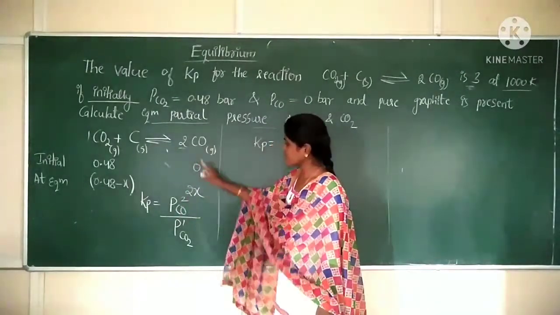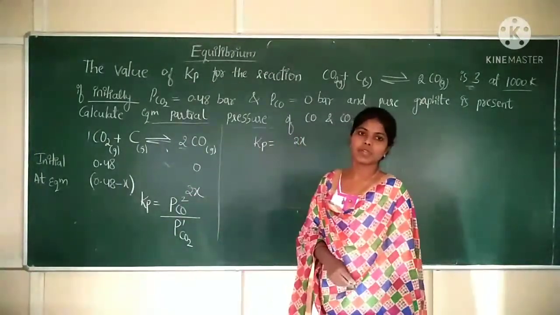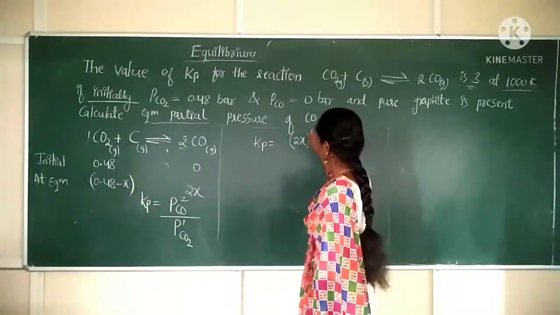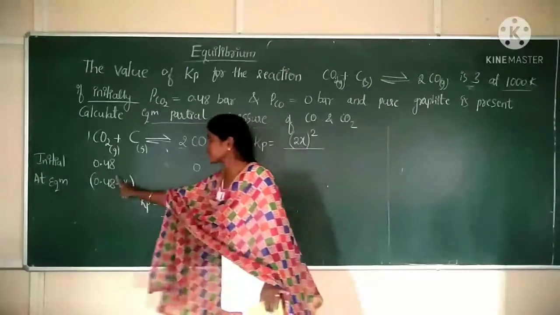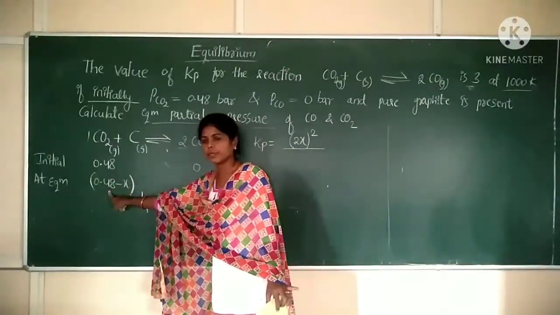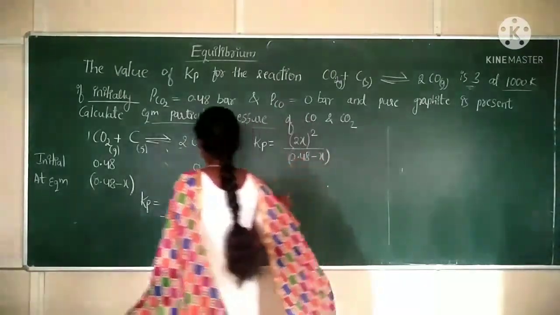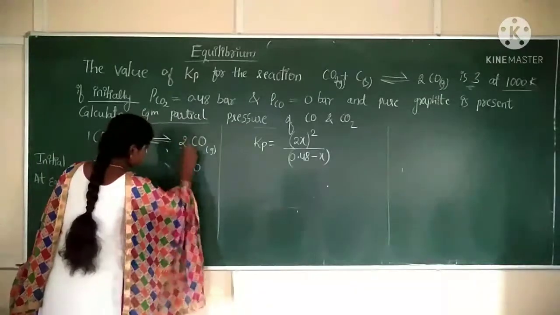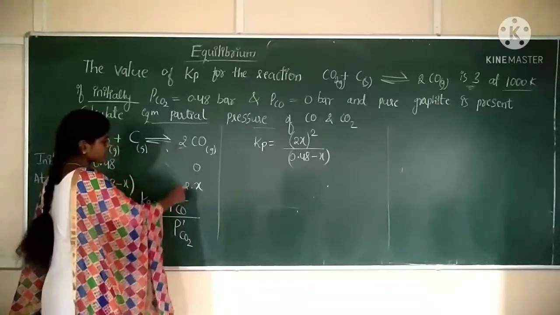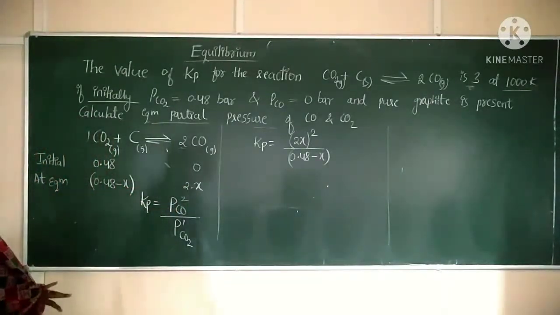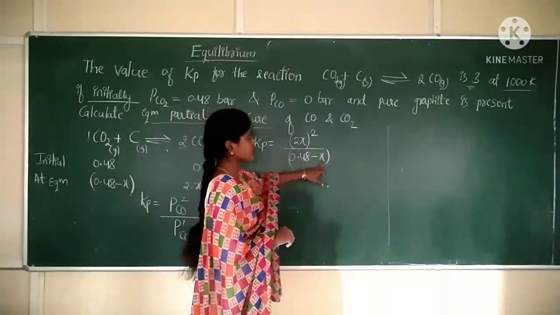Partial pressure of carbon monoxide is what? 2x. What is the coefficient here? 2. The coefficient must be converted to a what? Power. So 2x whole to the power 2, divided by the partial pressure of CO2. What is the partial pressure of CO2 at equilibrium? 0.48 minus x. Why have I taken 2x? Because the coefficient is 2, that's why I have taken 2 times x, correct? Next, Kp is equal to (2x) whole square divided by 0.48 minus x.